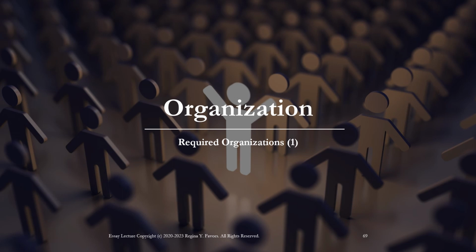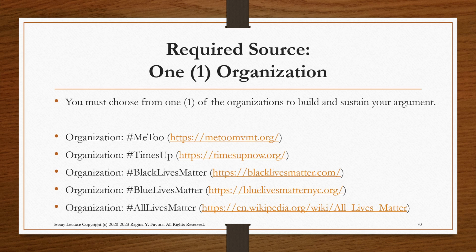So organization, you are required to bring in an organization. So you must choose from one of the organizations to build and sustain your argument. So that's Me Too, Time's Up, Black Lives Matter, Blue Lives Matter, All Lives Matter. You already have a working annotated bibliography for Me Too, Black Lives Matter, the article from Blue Lives Matter. So then, if you chose to go the Time's Up route, you would have to create the content for that. And then the All Lives Matter route, you would have to create the content for that.